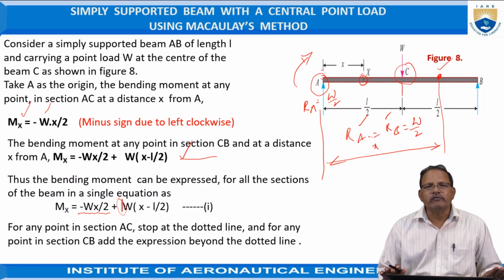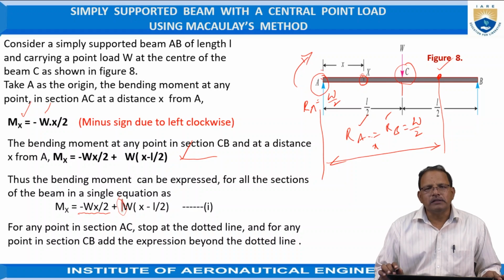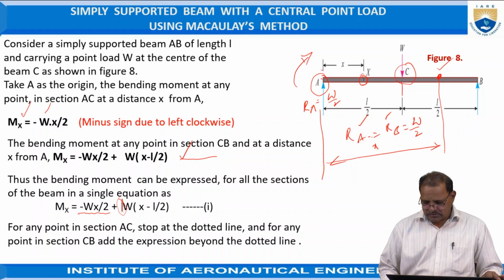This is only a single equation, but depending on your requirement, you can select the content which is applicable for determination of bending moment. That means the first term is applicable up to AC, and the combination of the first and second term is applicable for the entire length of the beam. When we are considering just between B and C, we have to consider the content which is written behind the dotted line.